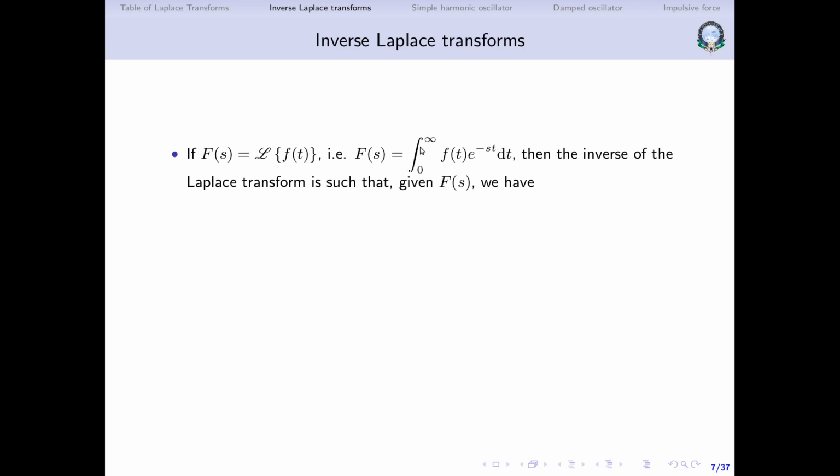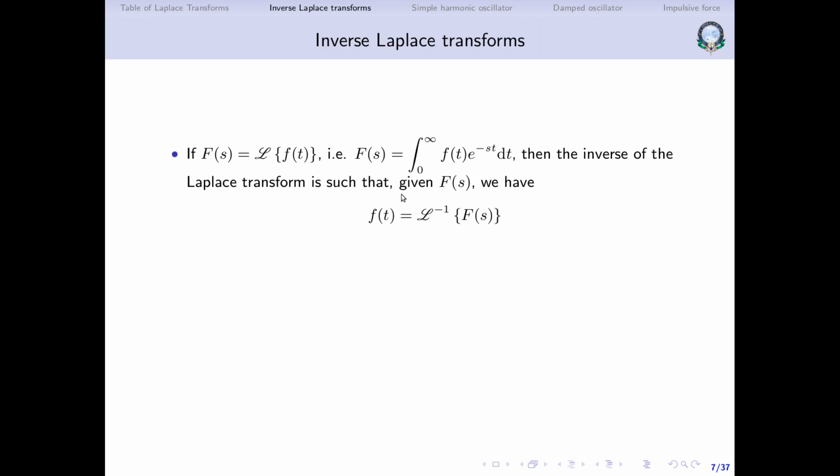If capital F is the Laplace transform of small f, that is, capital F can be written as an integral with this kernel and these limits, then in this case what is given to us is the function small f, and we are finding capital F. If it's the other way around, and instead of knowing small f, we know capital F, then small f is known as the inverse Laplace transform of this capital F.